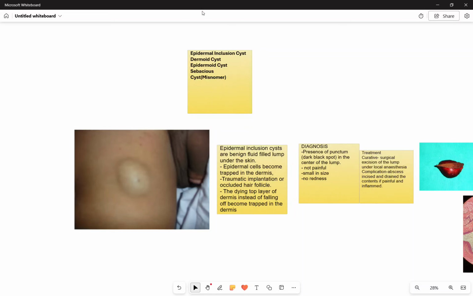Bismillahirrahmanirrahim. This is a presentation about a common skin lump, which is known as epidermal inclusion cyst.